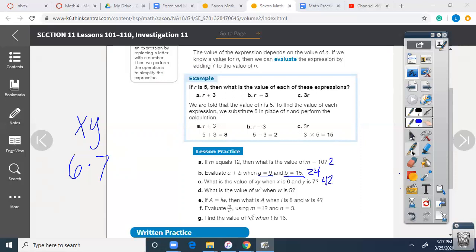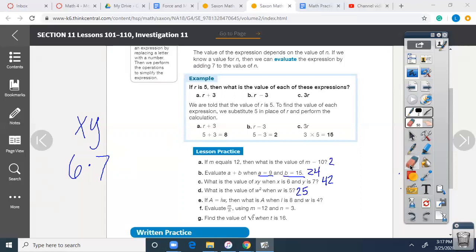All right, let's look at D. What is the value of w squared when w is 5? Not going to write this one out. We're just going to plug in 5 for w. What's 5 squared? 5 squared just means 5 times 5, which is 25.